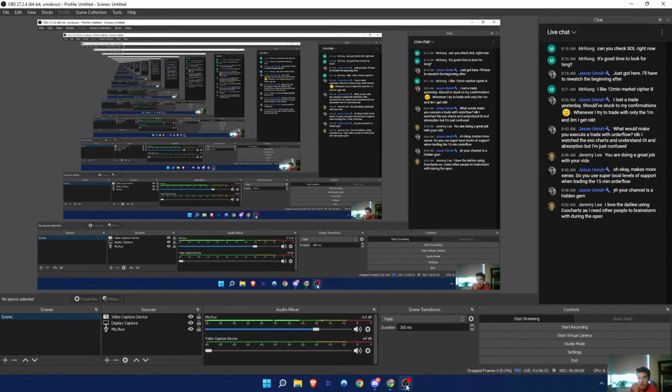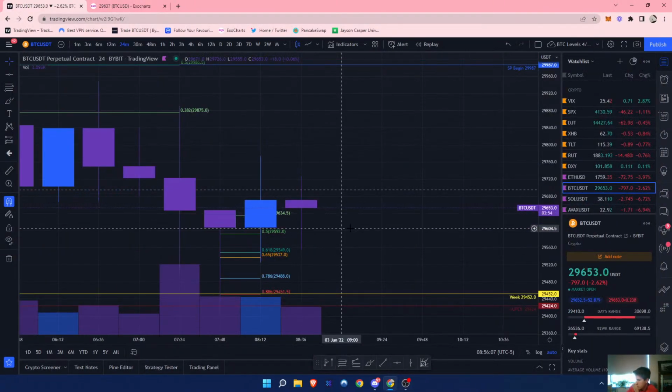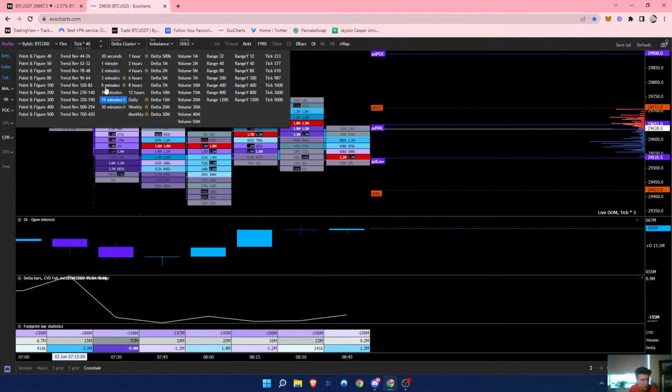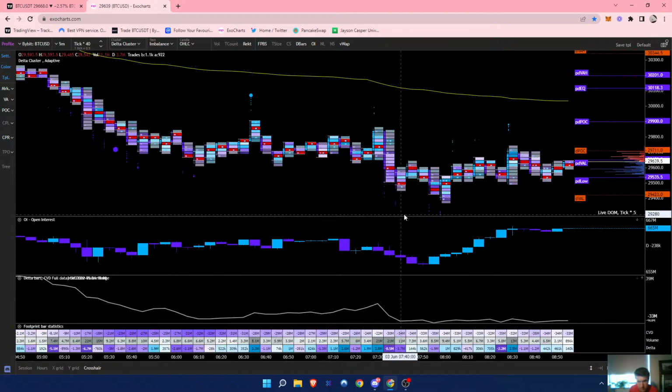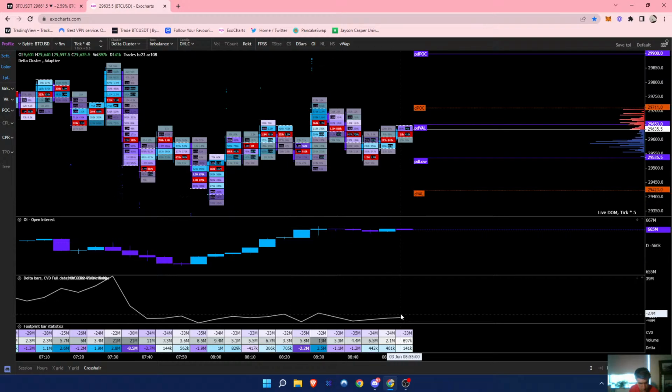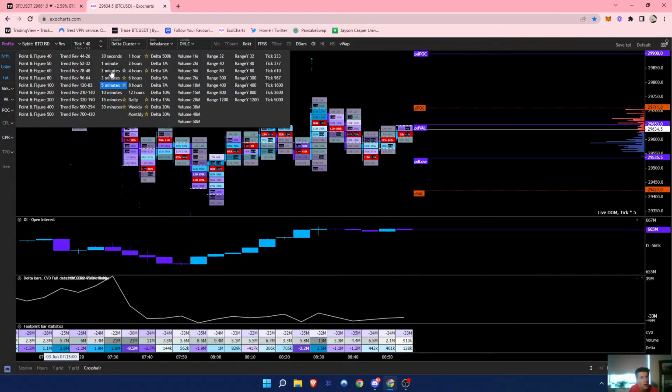Alright, T-minus 4 minutes. We are almost ready for liftoff. Looking back at Orderflow. Alright, CVD is increasing. Come on, Delta, go lower.